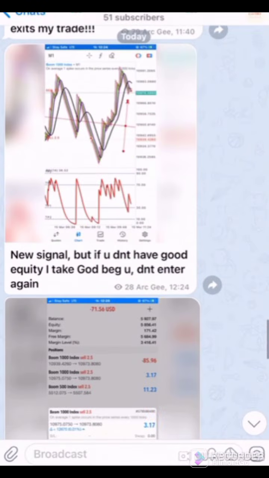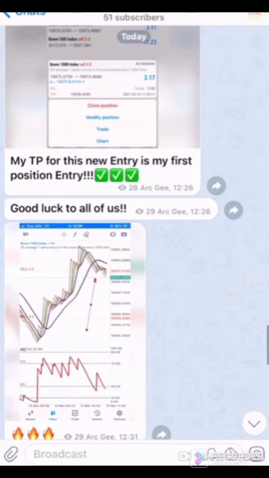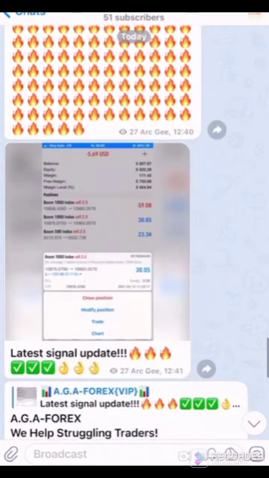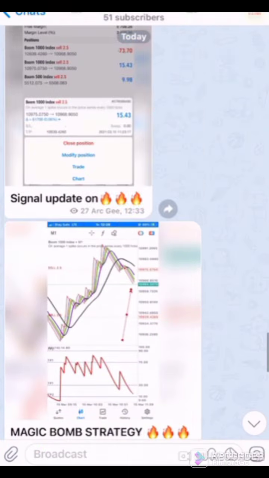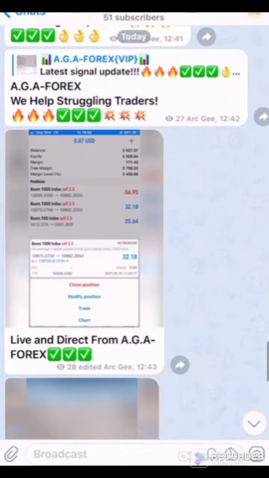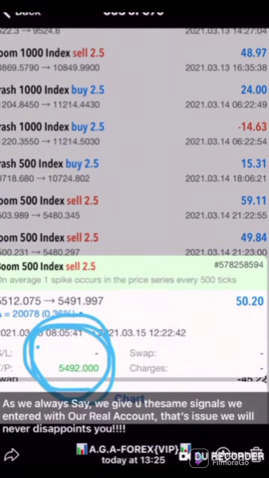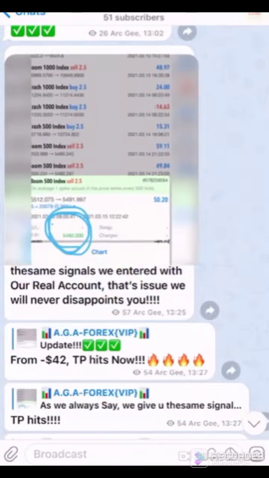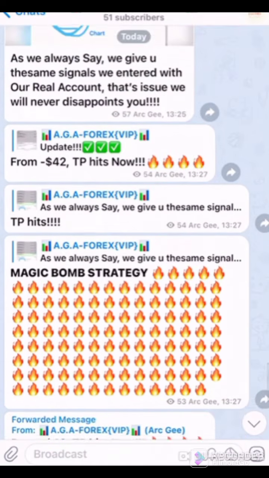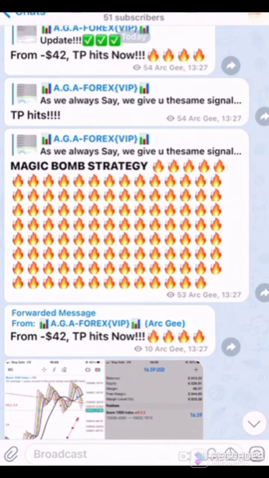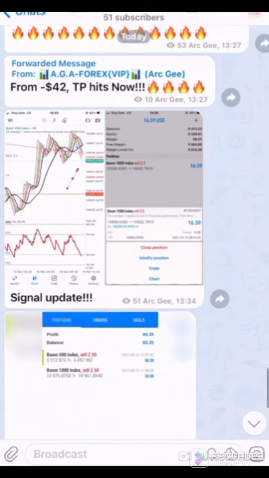So these are all our today's signals. Let's see which one will hit TP. Okay, this one, Boom 500, hit TP. That's cool. It captured, is it 30 to 40 candles? I think 40 pips, sorry.